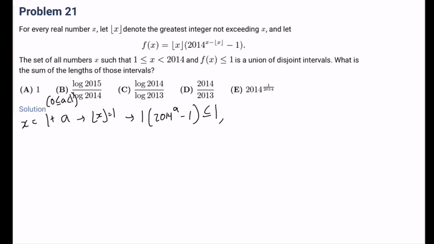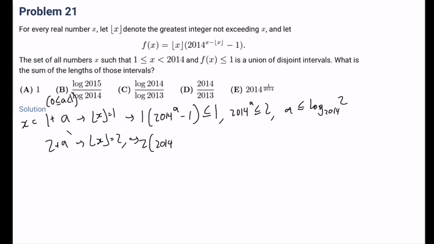This gives us that 2014 to the 8th power is less than or equal to 2, which means that a should be less than or equal to log base 2014 of 2. Next, if x is 2 plus a, this gives the floor of x equal to 2, so it's 2 times 2014 to the (2 plus a minus 2), that's going to be 2014 to the a, and then just minus 1.